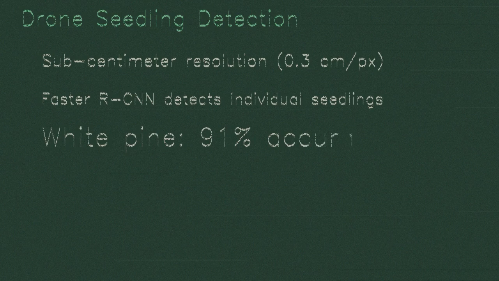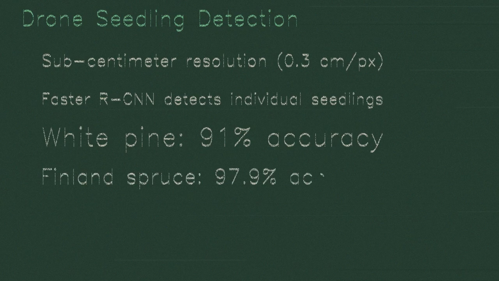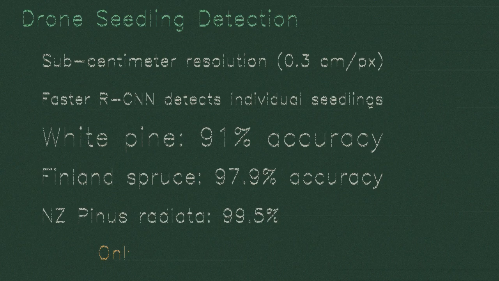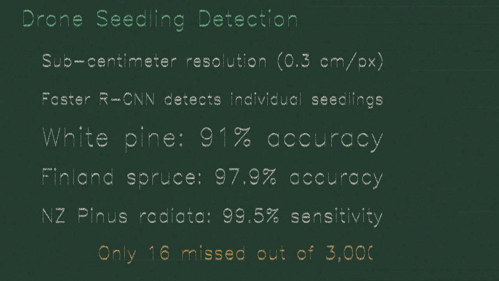A study on white pine seedlings in New York achieved 91% overall accuracy in medium-density blocks and 90% in high-density blocks. Finnish researchers detected planted spruce seedlings with 97.86% detection accuracy. A study in New Zealand on Pinus radiata achieved 99.5% sensitivity, meaning only 16 seedlings out of over 3,000 in the test area were missed. 99.5%. That is better than a human crew walking a transect would achieve.